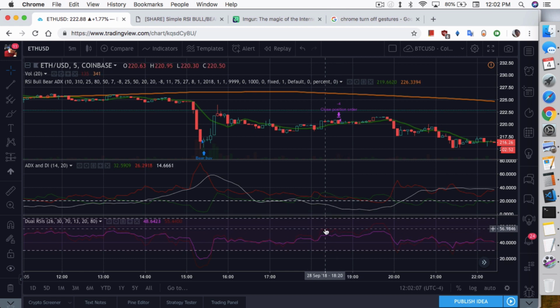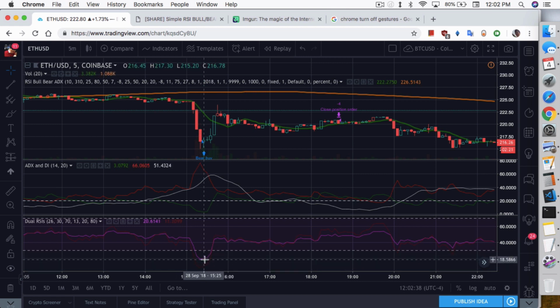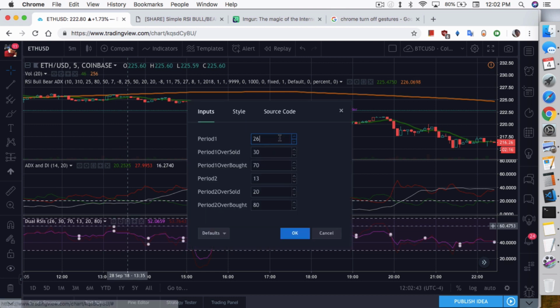So what I ended up doing was making an indicator called dual RSI, which actually lists 2 RSIs in the same area so that you can see both. So right now I have the red line. The red line is actually a faster or lower period indicator, compared to the pink line, which is a higher period indicator. And I'm just going to open the settings so you can see. Under settings in here, you'll see that period 1 is a 26 candle indicator. So that's the pink one. And then the red one is a 13 period indicator.